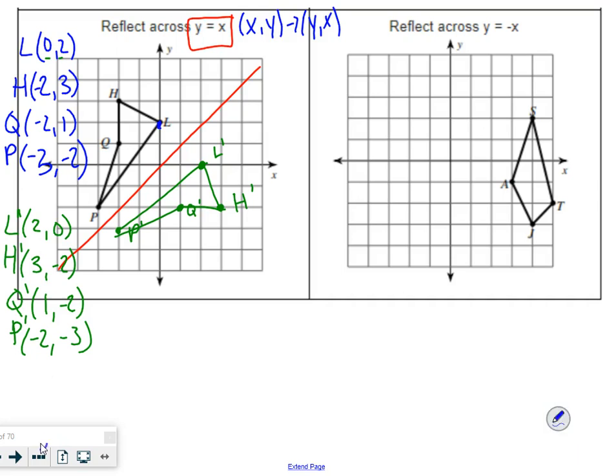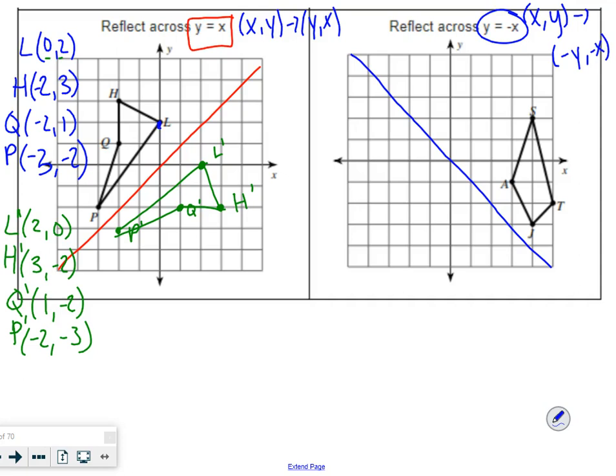Last one, reflect across the line y equals negative x. This line has been drawn on your paper for you. It's right there. So again, with y equals negative x, your x, y pairings just change to negative y, negative x. So you flip them and make them the opposite.